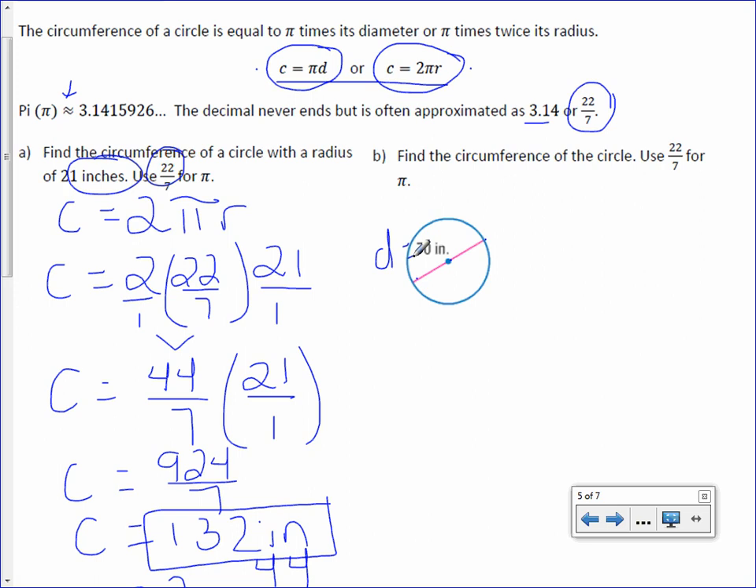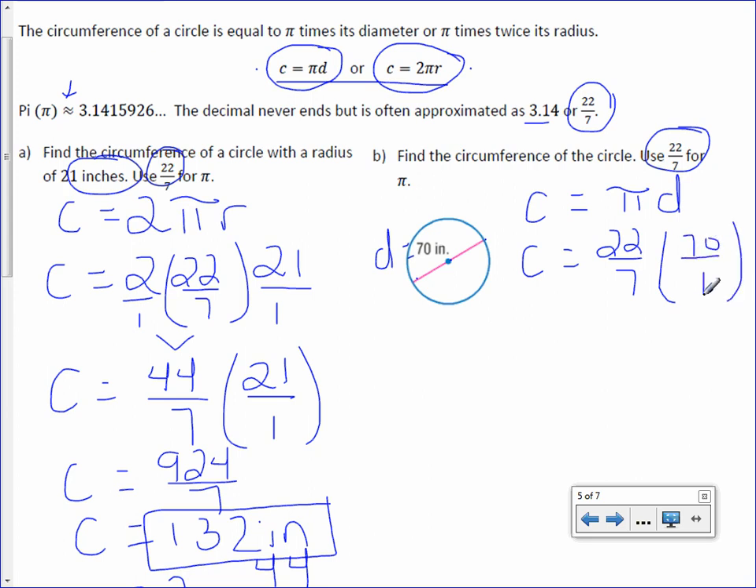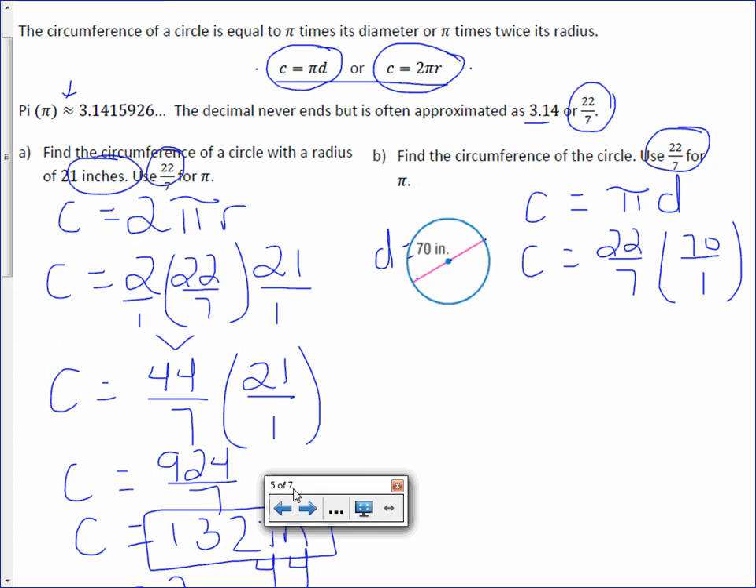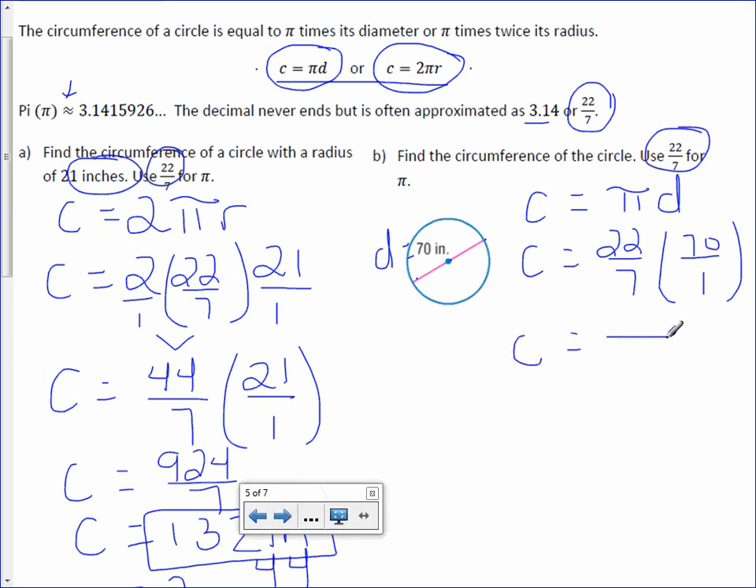Since we're given the diameter, we're going to use the formula C equals pi times the diameter. Again, it tells us to use 22/7 for pi. C equals, plug in 22/7 times our diameter of 70, which we will put over 1. So let's do that multiplication. We'll start with the denominator so I don't forget about it. 7 times 1 is 7. And now the numerator, 22 times 70.